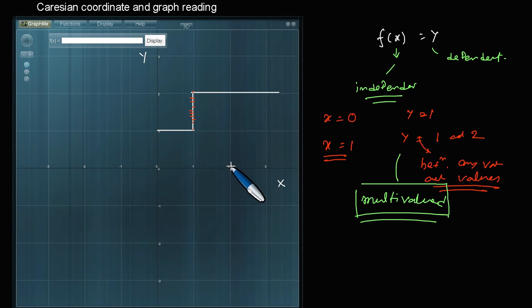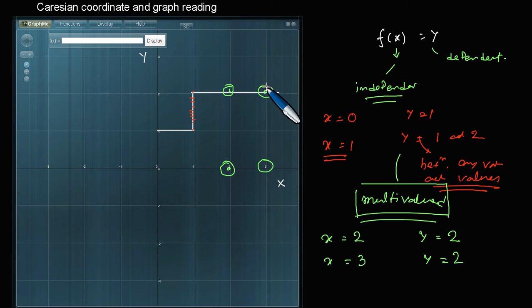Okay. Now look at this point 2. X equals 2, we give also y equals 2. Then I'm writing x equals 2 and y equals 2. Okay. Now 3, still 2. X equals 3 and y equals 2 again. Can we say that this is a multivalued function? No, this is not a multivalued function. Then what is the property of this type? And what is the difference between the multivalued and this single valued?